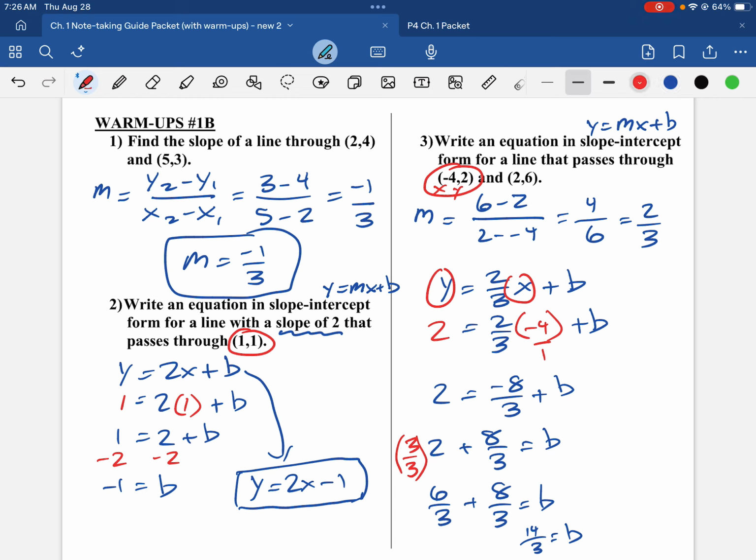Okay, and if I go way back to here, I knew it was y equals 2/3 x plus or minus something. Now I know what that something is, so y equals 2/3 x plus 14/3.